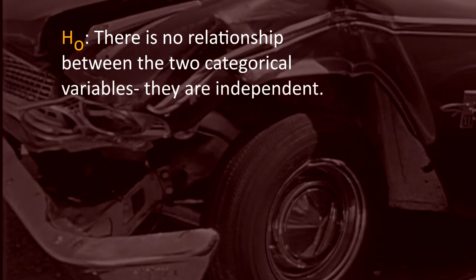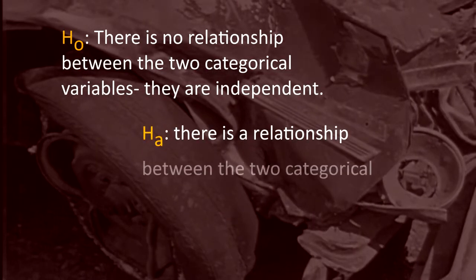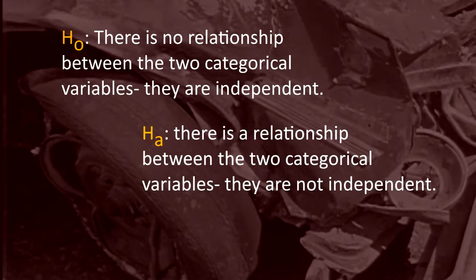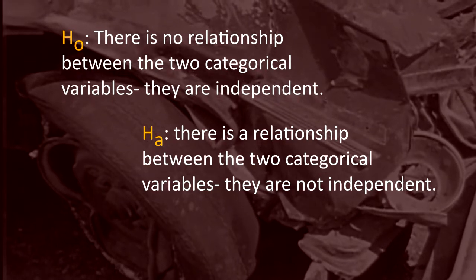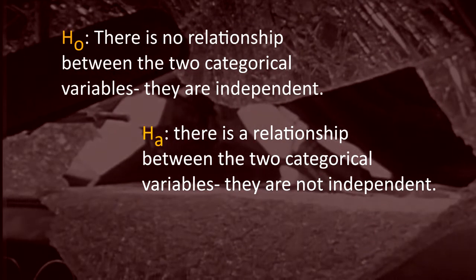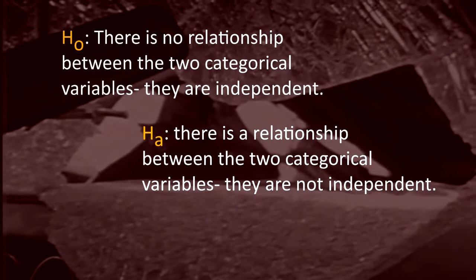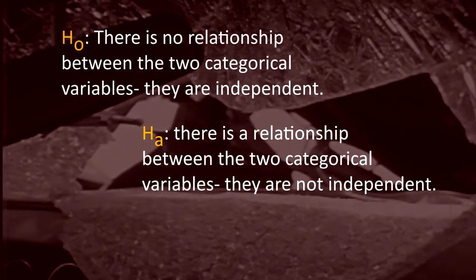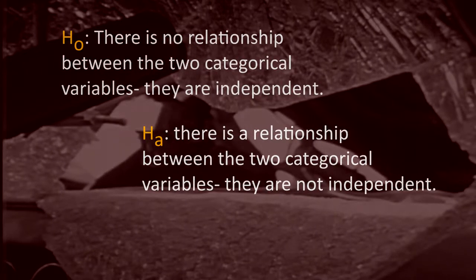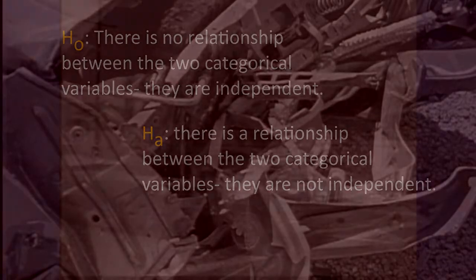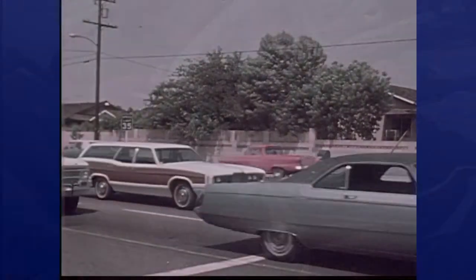Here are other ways that the null and alternate hypothesis can be stated for a chi-square test of independence. There is no relationship between the two categorical variables. They are independent. Or, there is a relationship between the two categorical variables. They are not independent. Algebraically, independence between gender and driving drunk is equivalent to having equal proportions of who drank or did not drink for males versus females.